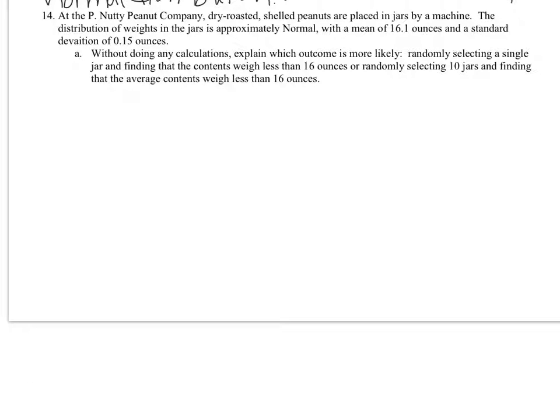Alright, so at the Peanutty Peanut Company, dry roasted shelled peanuts are placed in a jar by a machine. The distribution of weights in the jars is approximately normal with a mean of 16.1 ounces and a standard deviation of 0.15 ounces. Without doing any calculations, explain which outcome is more likely. Randomly selecting a single jar and finding that the contents weigh less than 16 ounces, or randomly selecting 10 jars and finding that the average contents weigh less than 16 ounces.